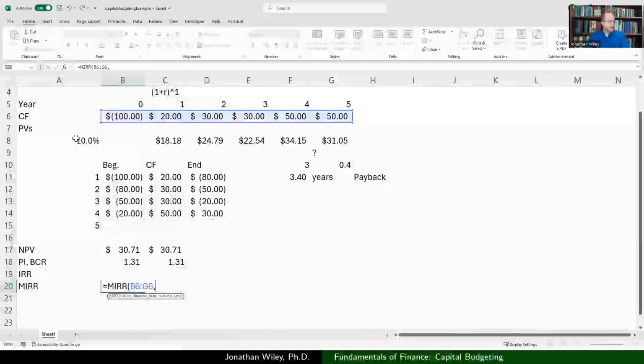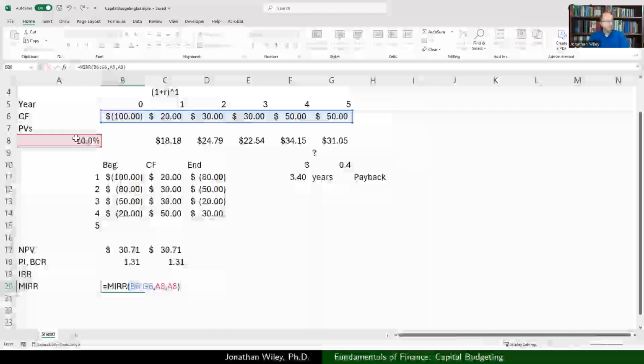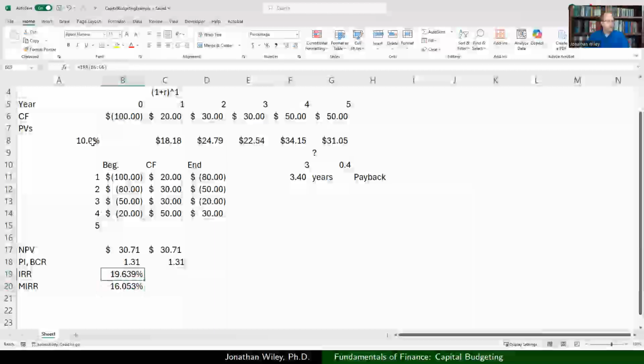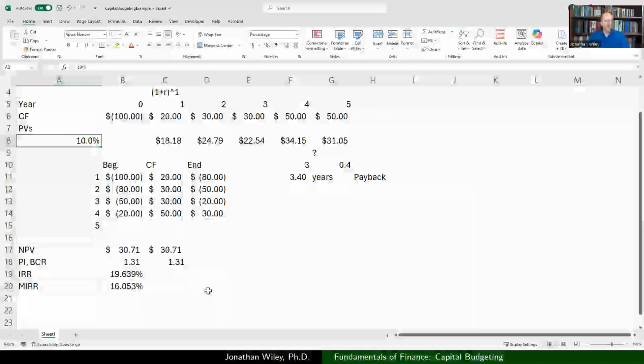So I'm going to assume that the finance rate, that was our risk-adjusted cost of capital, and our reinvestment rate are the same. And I close parentheses. And again, if I did this right, I should wind up between the risk-adjusted cost of capital of 10% and the IRR, which was 19.64. So sure enough, I'm at 16.05. That is between the IRR and the cost of capital, which is what we expect.